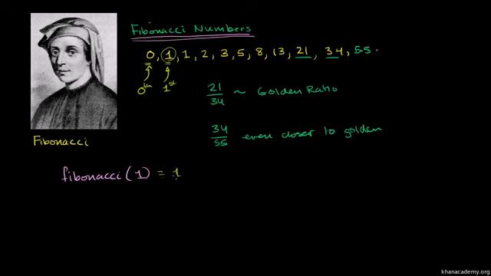It should return 1. Fibonacci of 0 should return 0. Fibonacci of 3 should return, 0, 1, 2, 3, it should return 2. Fibonacci of 5 should return, 0, 1, 2, 3, 4, 5, it should actually return 5. And what I want you to do is write a function so we could put in any argument over here, and it'll return that term of the Fibonacci sequence.